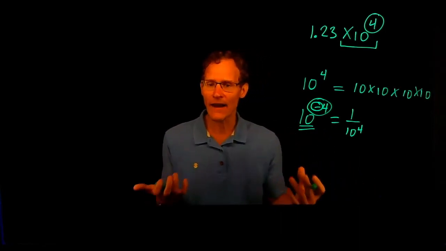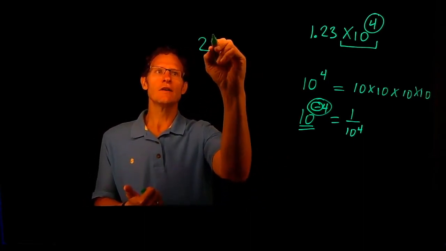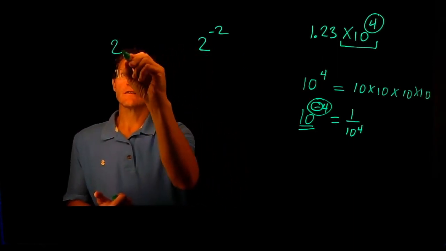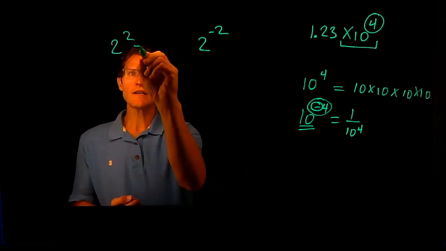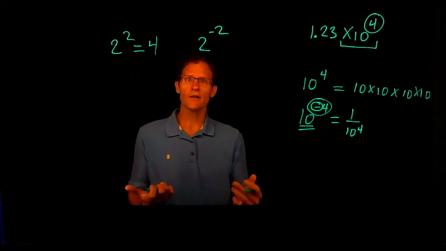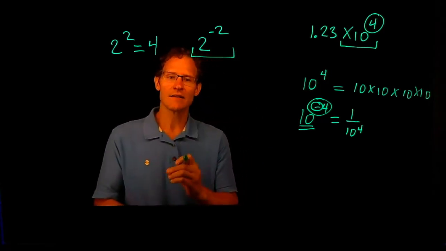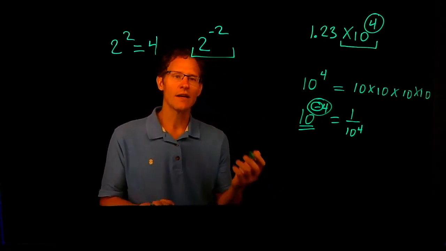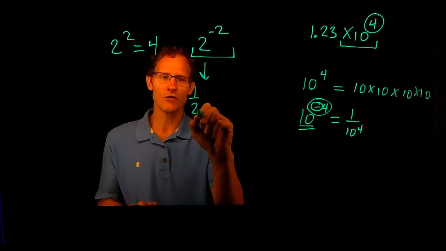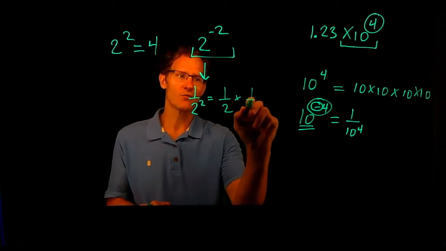Okay, so it doesn't necessarily even have to be 10 to the power of negative something. It can be any value to the power of a negative number. So if we had 2 to the negative 2, this is not the same as 2 squared. We know that 2 squared is equal to 2 times 2, or 4. But 2 to the power of negative 2 is absolutely not 2 times 2.